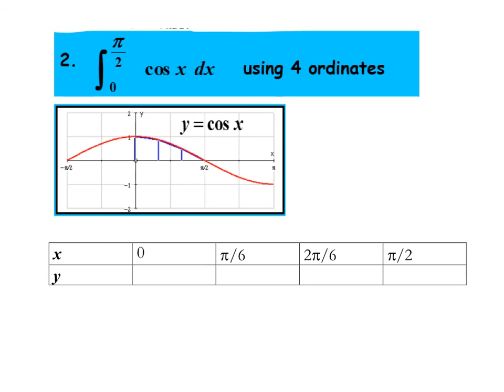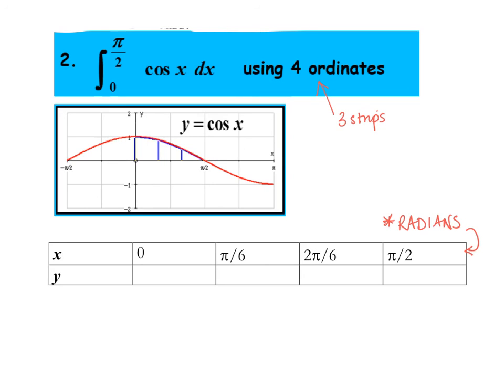Right, second example, we've got using 4 ordinates. Now 4 ordinates means that there must be 3 strips, so that's what that part's telling me. If we look at the diagram, we can work out the values between 0 and pi by 2. Now we have to work in radians. Really important: each of these is a radian measure, so you must make sure that your calculator is in radian mode.